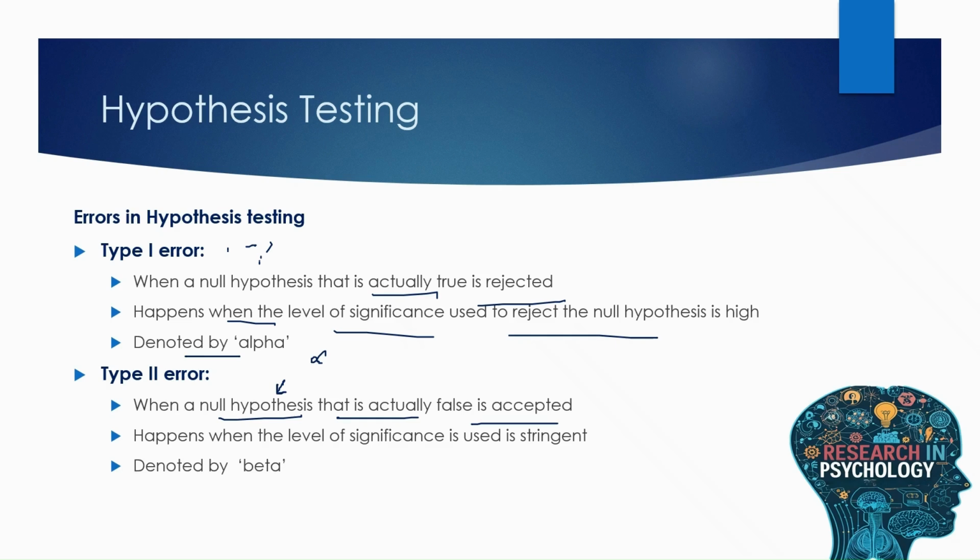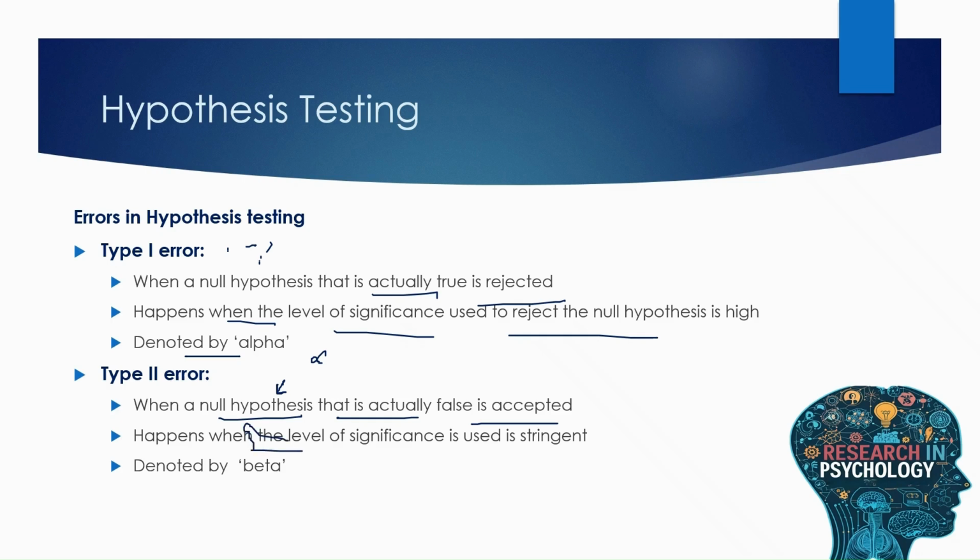Understood? So in type 1 error, the null hypothesis was actually true. There was no significant difference, but you rejected the null hypothesis and decided to go ahead with the fact that there is a significant difference between the two variables. Here it is exactly opposite. The null hypothesis is actually false, meaning there is a significant difference between the two variables, but you are accepting it and going ahead with the fact that there is no significant difference between the two variables.